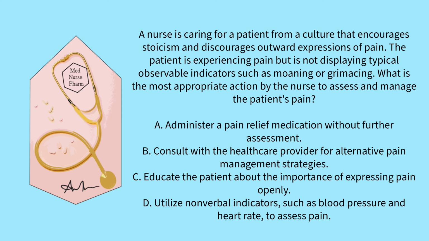A nurse is caring for a patient from a culture that encourages stoicism and discourages outward expression of pain. The patient is experiencing pain but is not displaying typical observable indicators such as moaning or grimacing. What is the most appropriate action by the nurse to assess and manage the patient's pain? Administer a pain relief medication without further assessment, consult the healthcare provider for alternative pain management strategies, educate the patient about the importance of expressing pain openly, or utilize nonverbal indicators such as blood pressure and heart rate to assess pain.